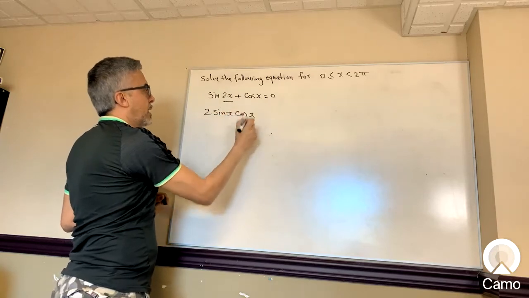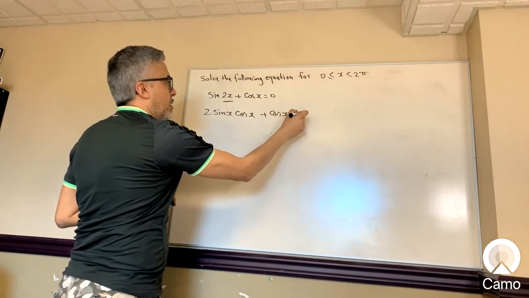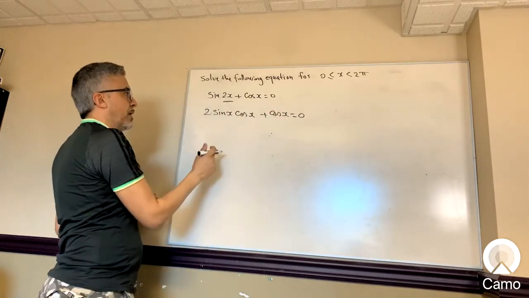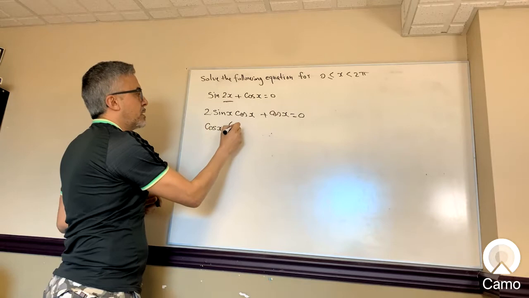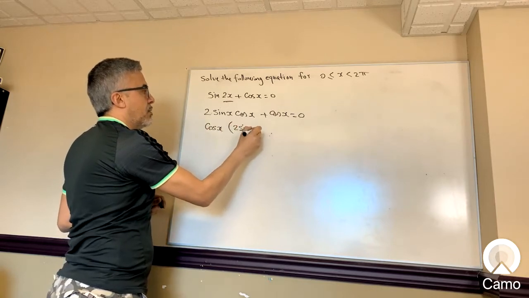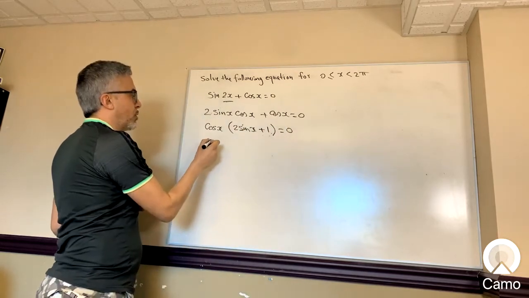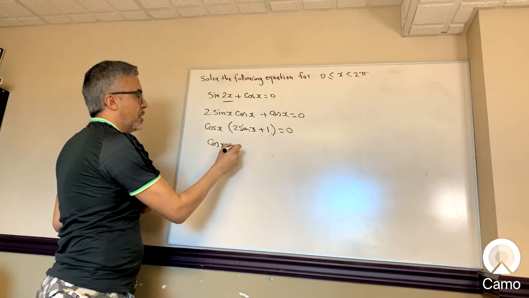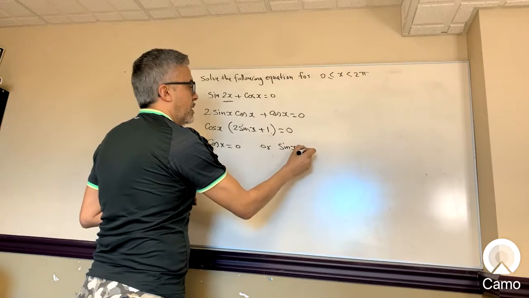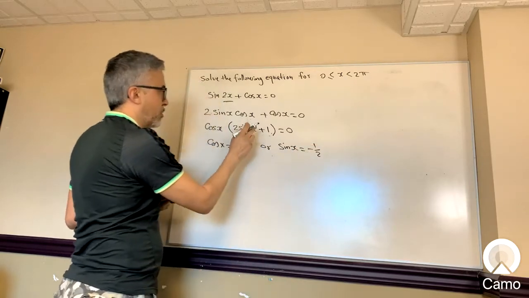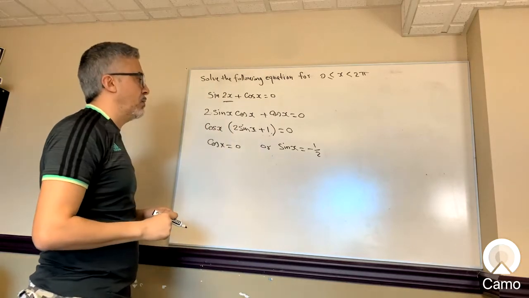cos x, and then I still have plus cos x there equals 0. Now the thing to do here is to factor out cos x, brackets 2 sine x plus 1 equals 0, and therefore cos x equals 0 or sine x equals -1/2. Basically just solving this bracket for 0, you move the 1 to the other side, -1, and then you divide it by 2.